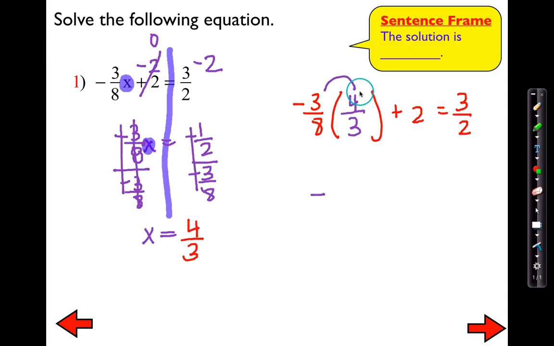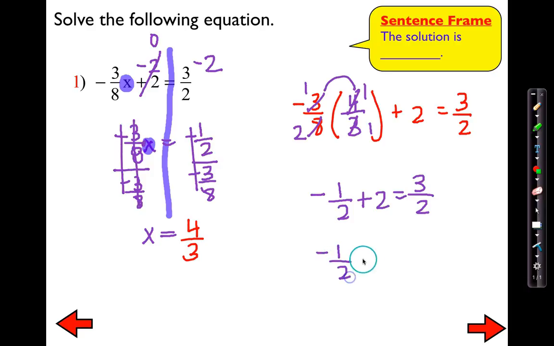4 and 8 have a 4 in common, so 4 divided by 4 is 1. 8 divided by 4 is 2. And then the 3's here will cancel each other out, turning into 1, which is going to leave me with negative 1/2 plus 2 equals 3/2. Now we're going to simplify this side right here. We're going to get common denominators.